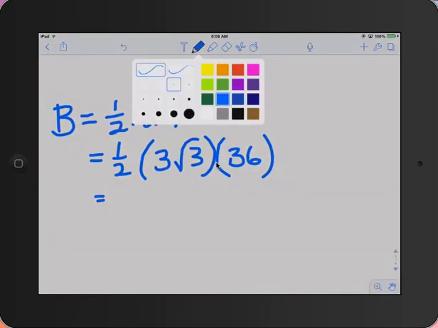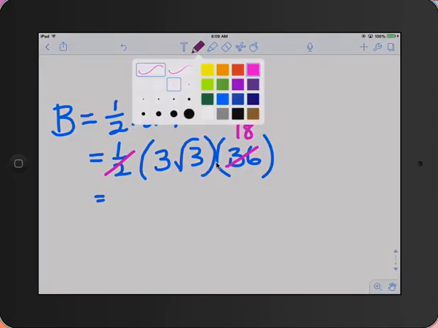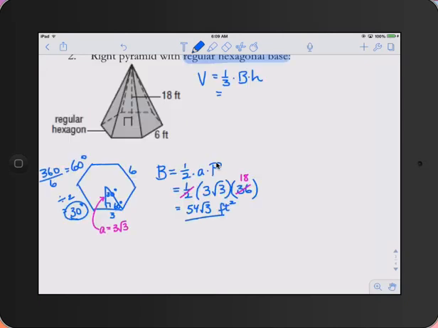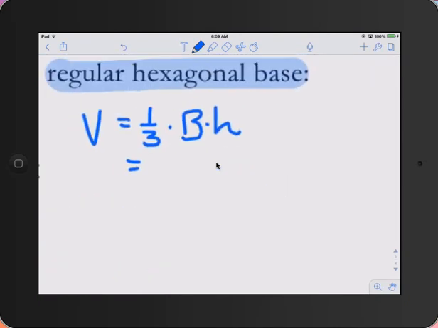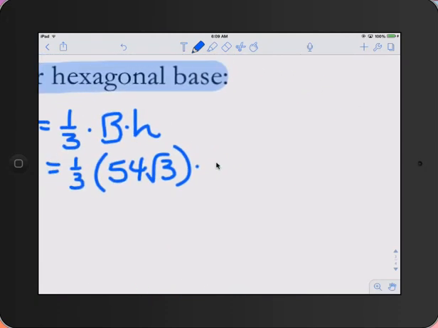And that would be 18 times 3 root 3, which is 54 square root of 3, and that's in feet squared. So for our volume, we'll have 1/3 times 54 root 3, and then the height is 18. So notice this is a regular height, 18 feet.